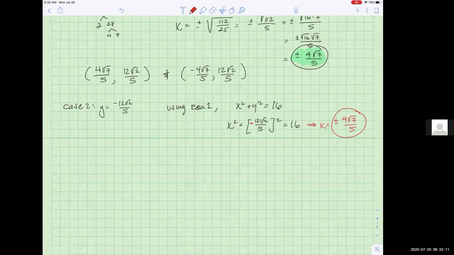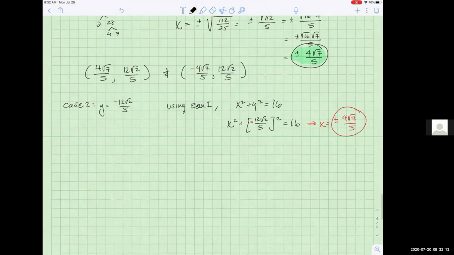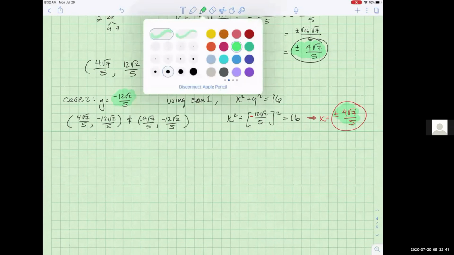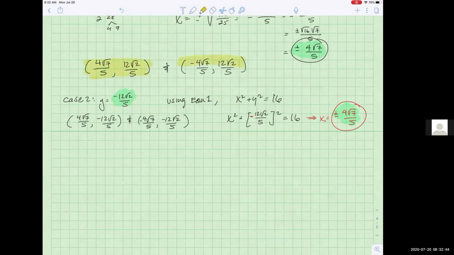So our ordered pairs from this second set are very similar. They are 4 root 7 over 5, negative 12 root 2 over 5, and negative 4 root 7 over 5, negative 12 root 2 over 5. And those are all of our points of intersection, and the solutions to this nonlinear system.